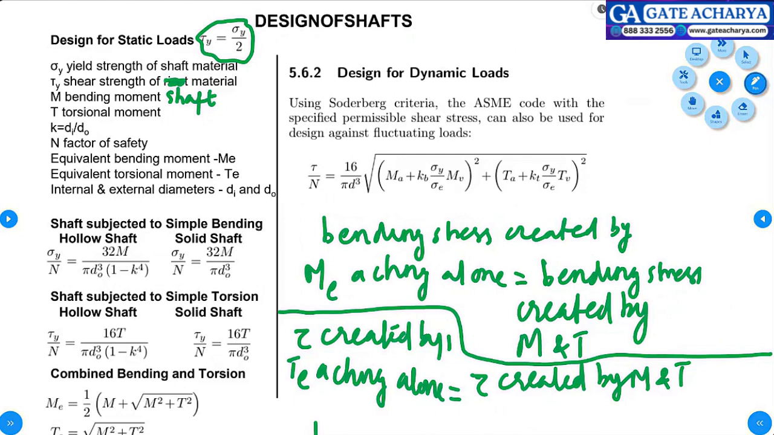We always select a ductile material for shaft for maximum transmission of loads. We don't go for any brittle material because shaft will break all of a sudden.